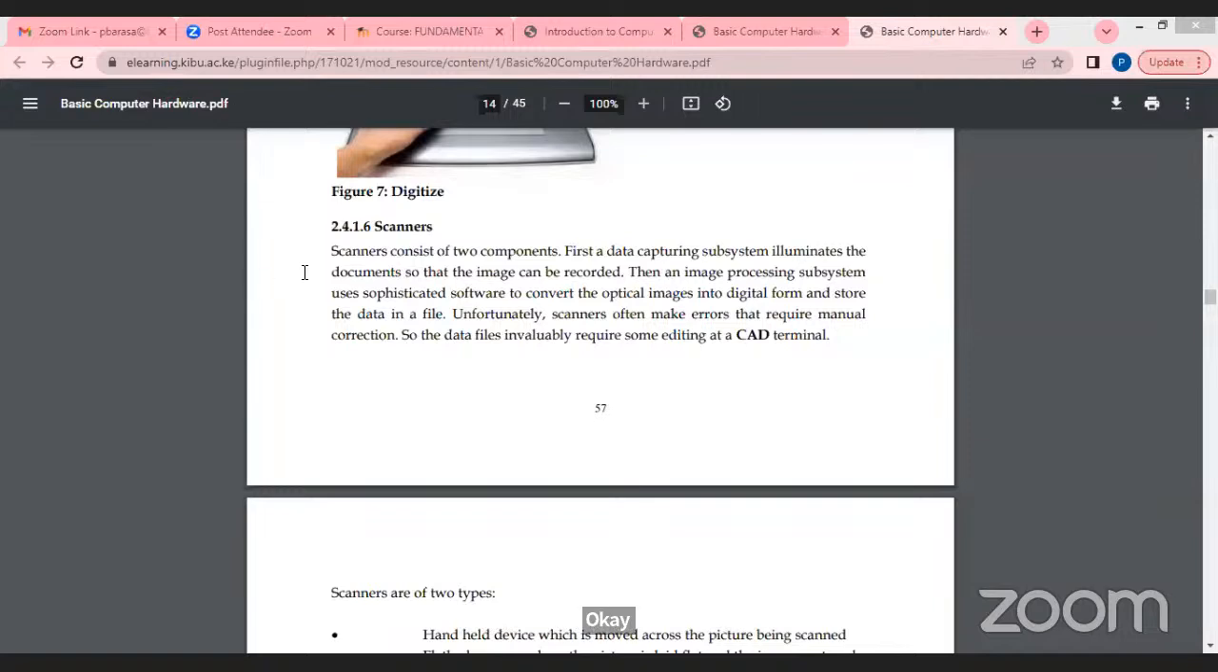So we have scanners. Scanners consist of two components. First, a data capturing system illuminates the document so that the image can be recorded. Then we have an image processing subsystem that uses sophisticated software to convert the optical images into digital form and store the data in a file. Unfortunately, scanners often make errors that require manual correction. So the data files invariably require some editing at a CAD terminal, a computer-aided design terminal. That's what we call CAD.